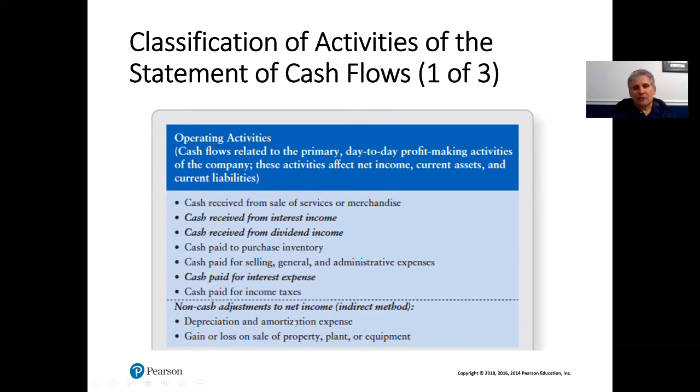There are non-cash adjustments that you need to make using the indirect method, and that is depreciation and amortization. If you recall from financial accounting, when you record depreciation that has nothing to do with cash, you're going to record the expense, and then you're going to offset accumulated depreciation.